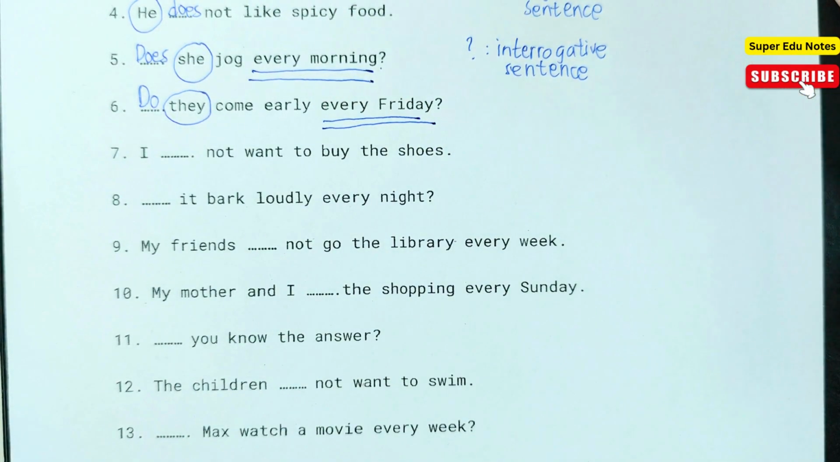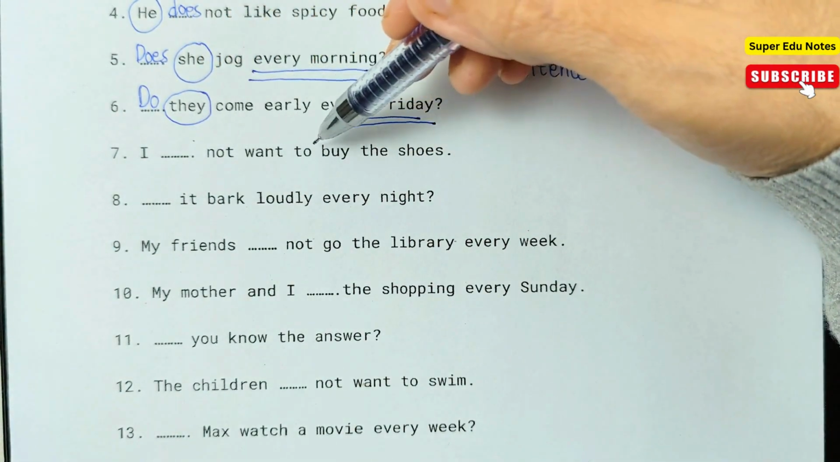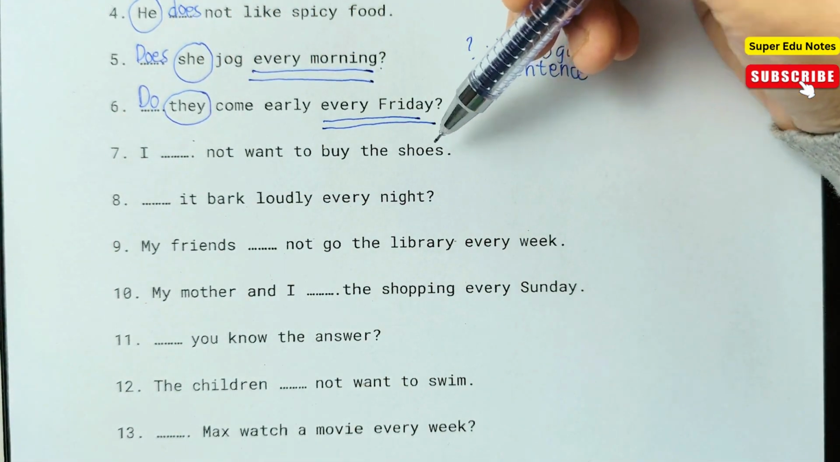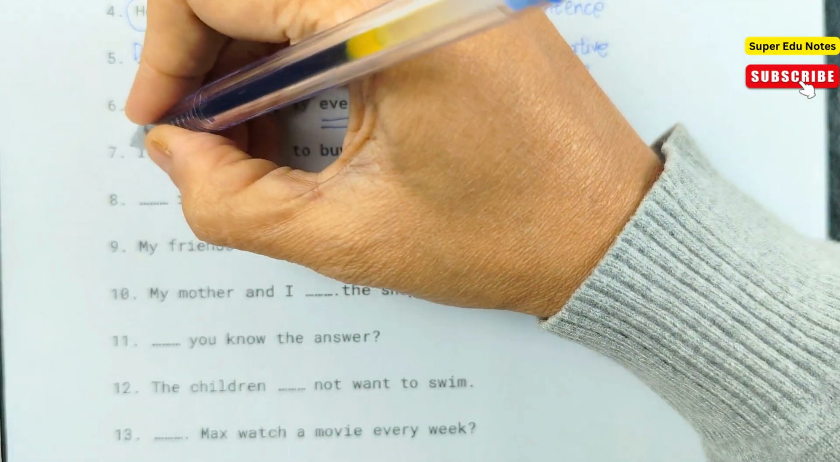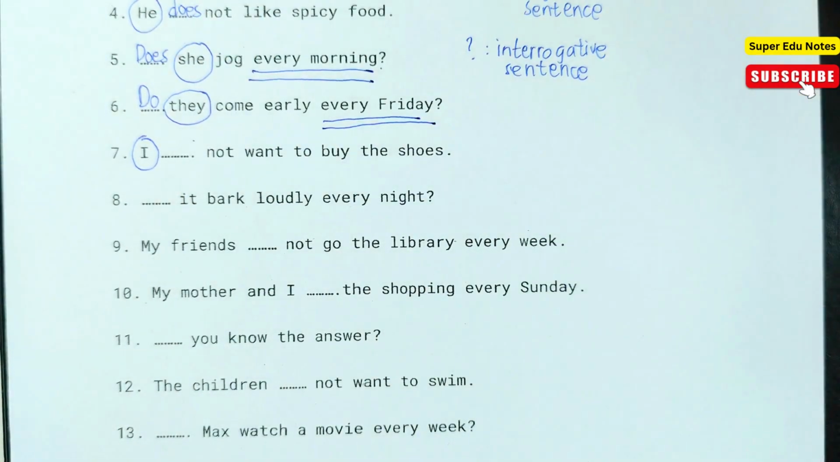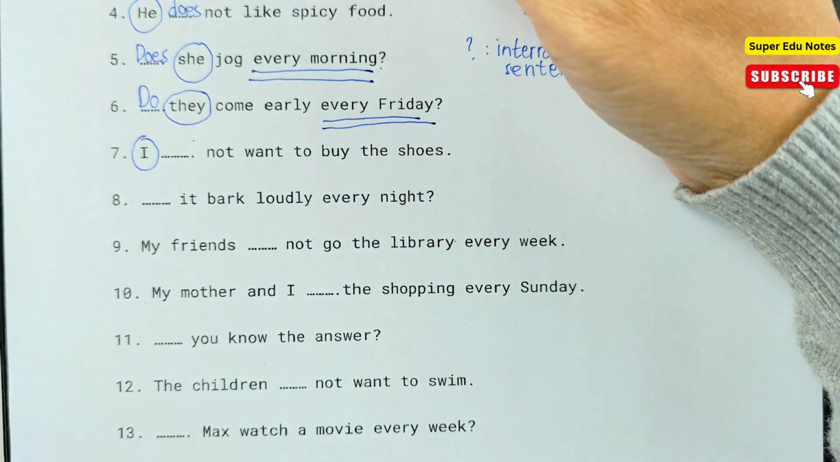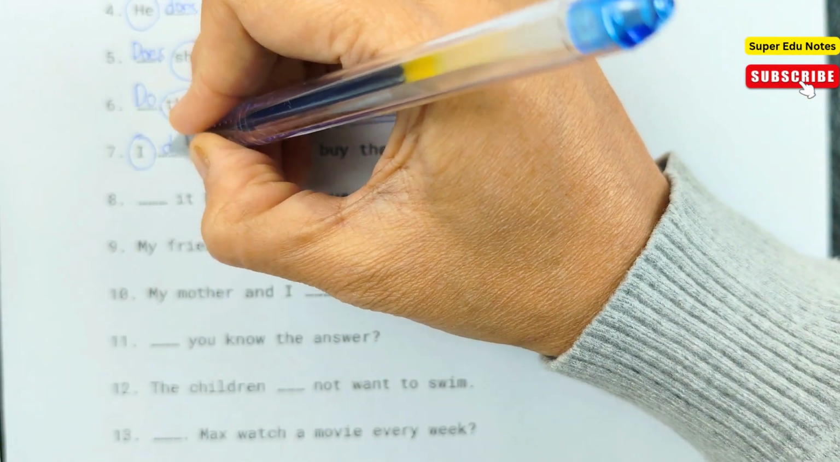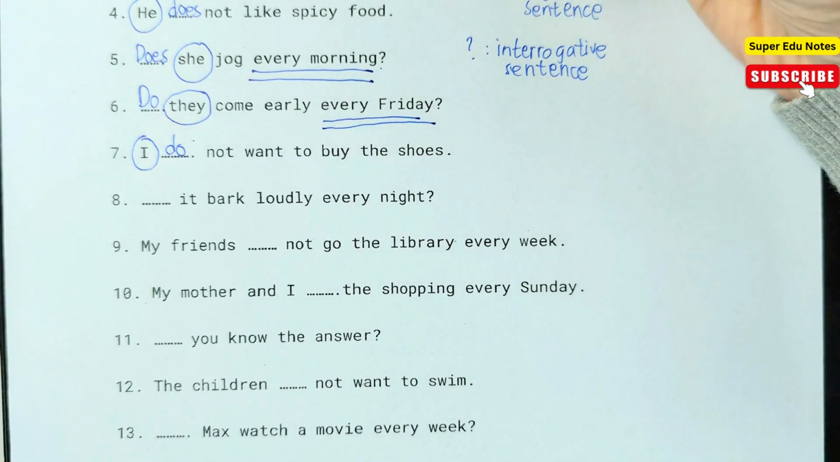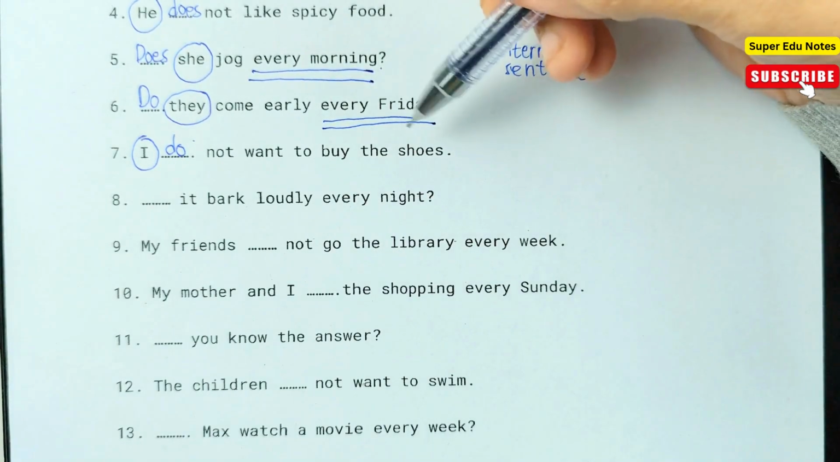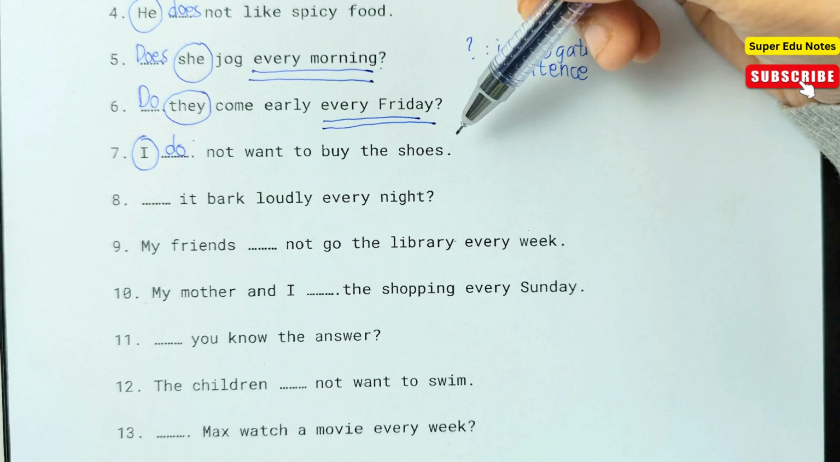Number 7, I blank not want to buy the shoes. What is the subject? I. This is a negative sentence with the word not, but the subject is I, so we have to use do. I do not want to buy the shoes.